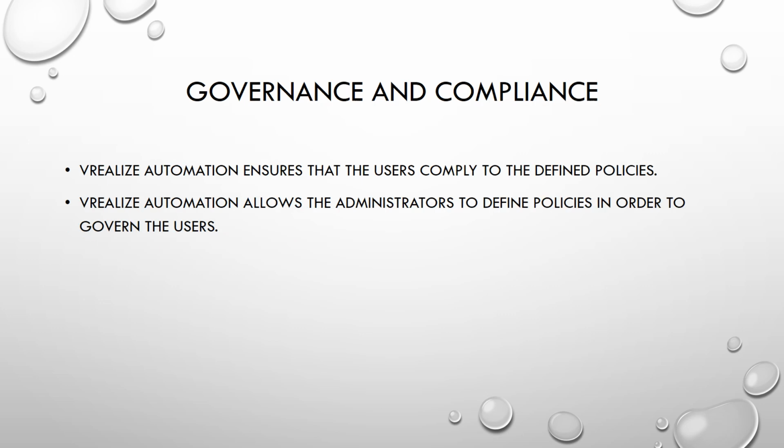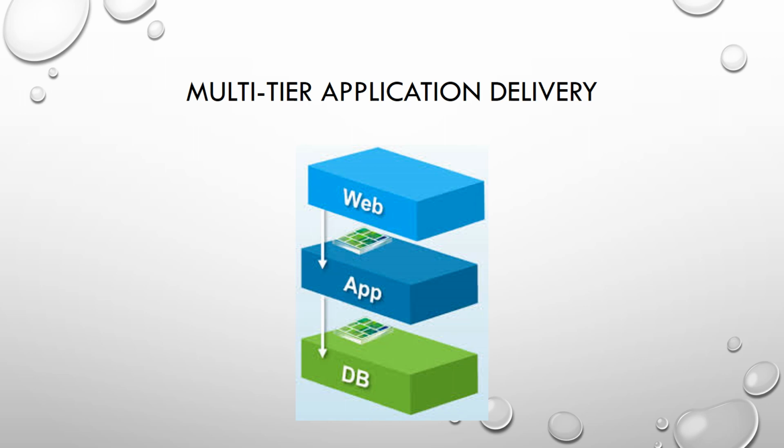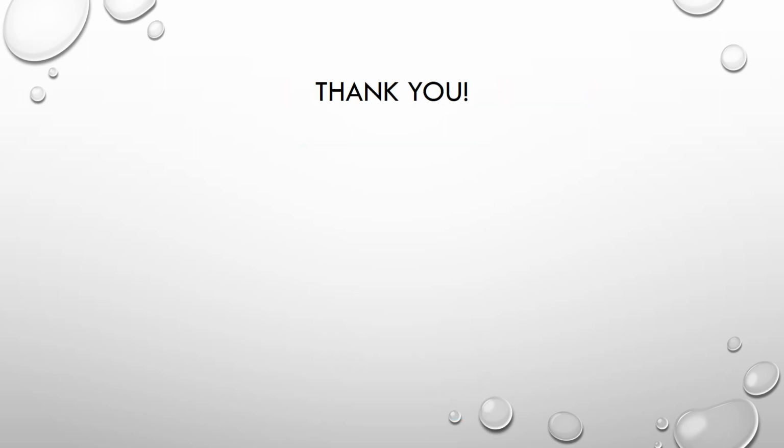Governance and compliance is a pretty self-explanatory term. vRA ensures that the users comply to the defined policies while also allowing us to govern them by defining the specified policies. As for multi-tier application delivery, this capability addresses the application delivery and allows us to rapidly deploy and manage complex multi-tier applications. Now, these applications are deployed in a ready-to-use state for the user that has requested the application service. This concludes all we wanted to say in our introductory video on vRealize automation.